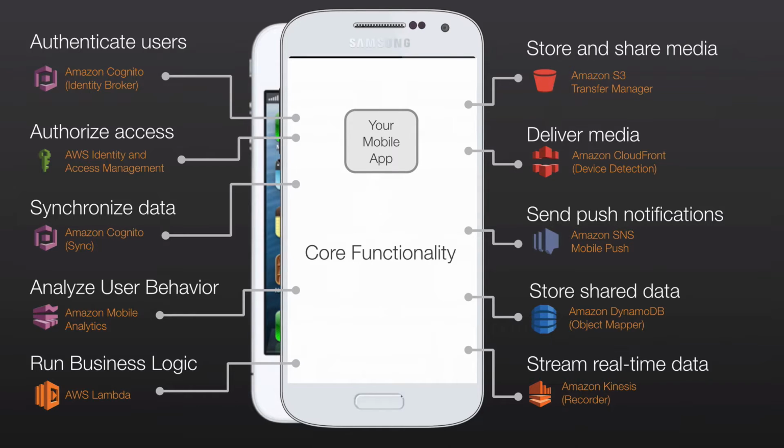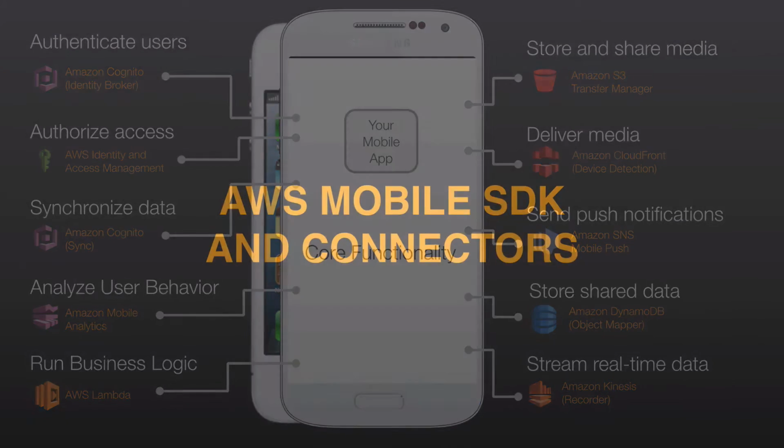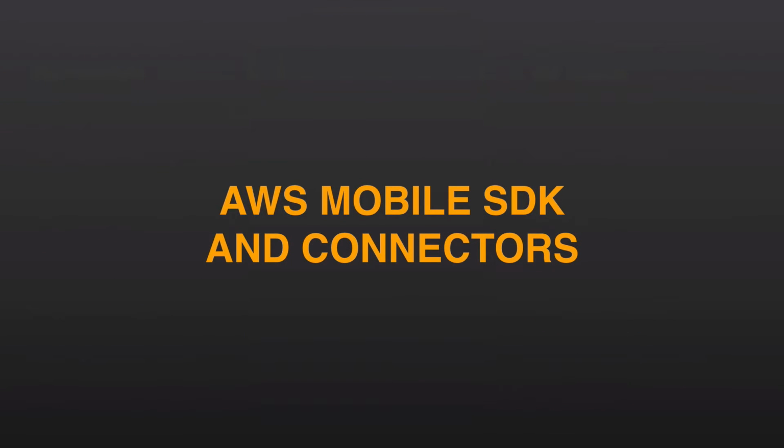What about some of the platform components that we've talked about there? Let's go into a little bit more detail in those now and talk about some of the functions and features that you can use to develop and deploy mobile apps on the AWS platform. And the first is the AWS Mobile SDK and connectors.